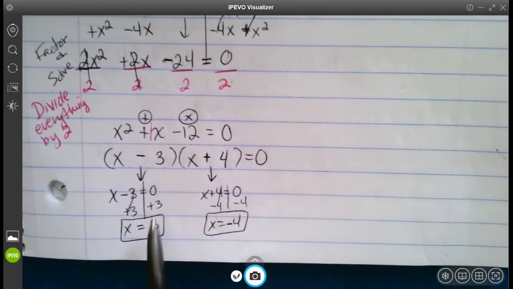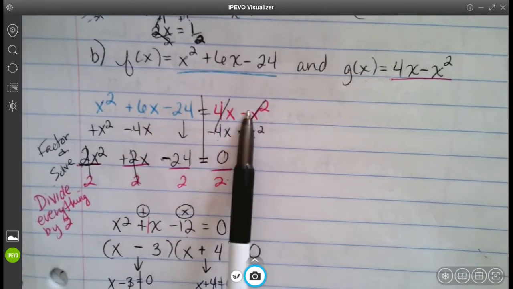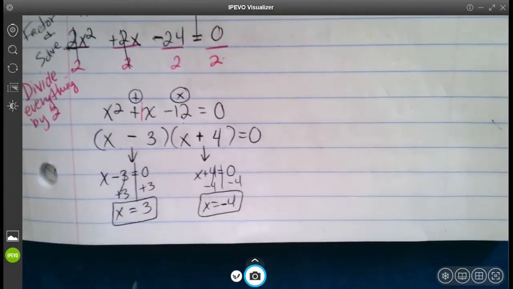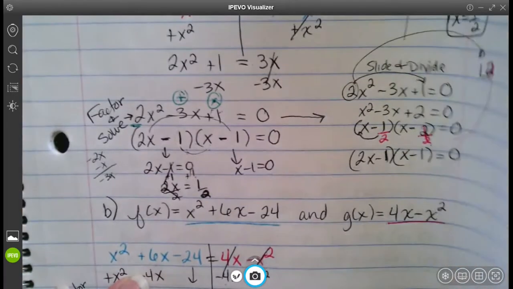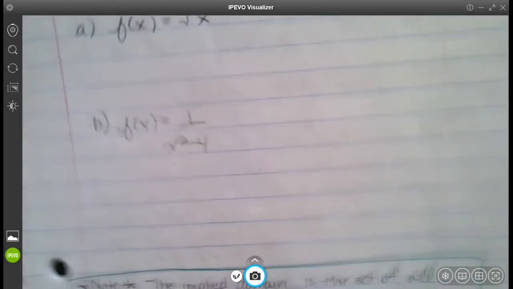So it means that if we were to graph both f of x and g of x, which was the blue guy and the pink guy up here, they're going to cross at these x values. Okay. And that's it for this one. I believe we still have a few more examples. Yes, we do. So let's try to get through that. This might be the longest video yet.